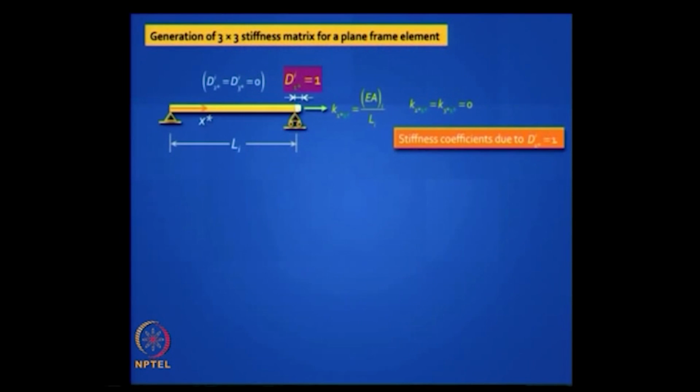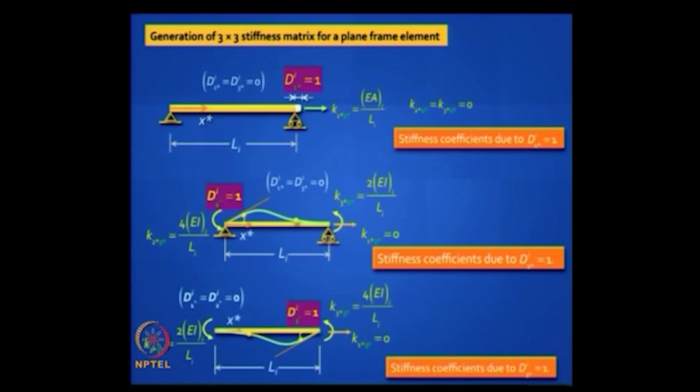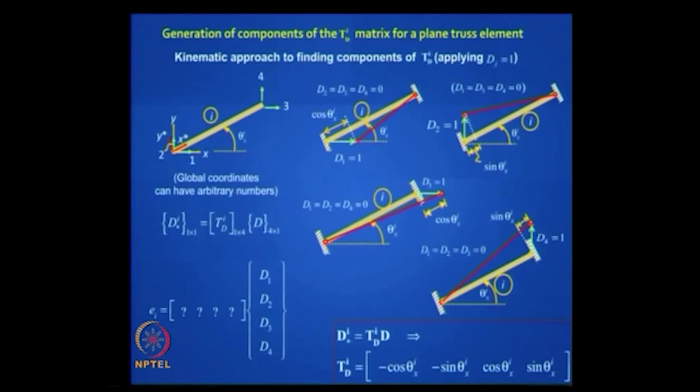You can also derive from first principles. You apply a unit displacement one at a time, and you can generate these. These diagrams must be very familiar to you now. It is not difficult. You can generate the element stiffness matrix. Okay. Now we also need the displacement, the TD matrix, that is the displacement transformation matrix.